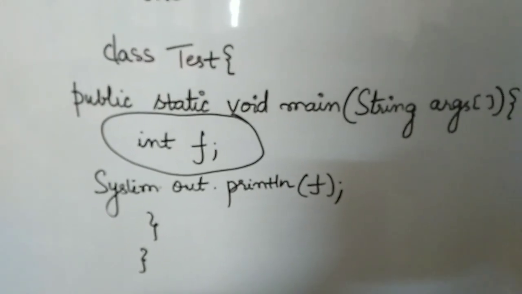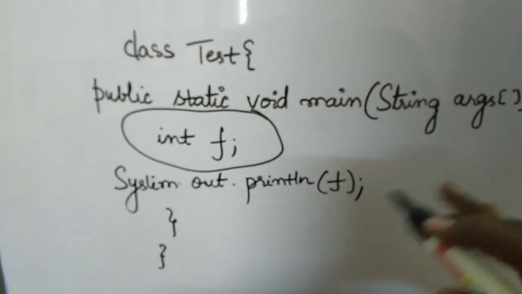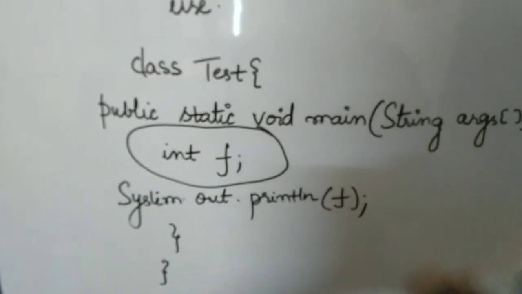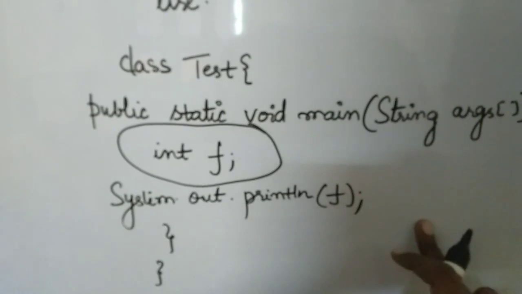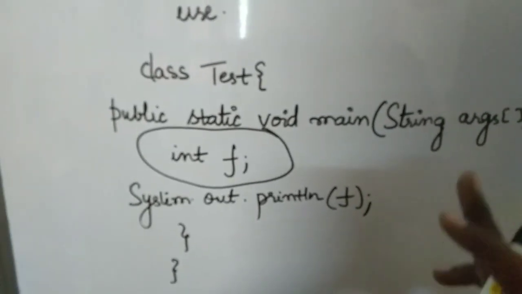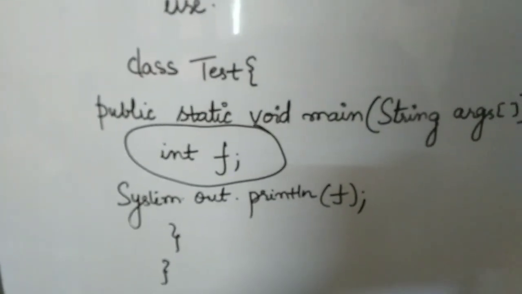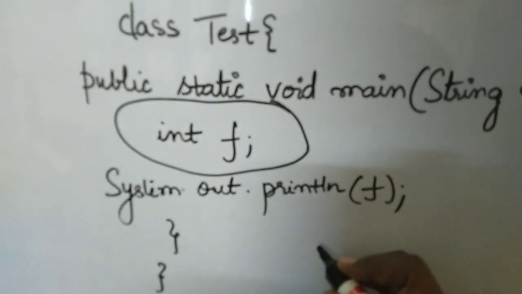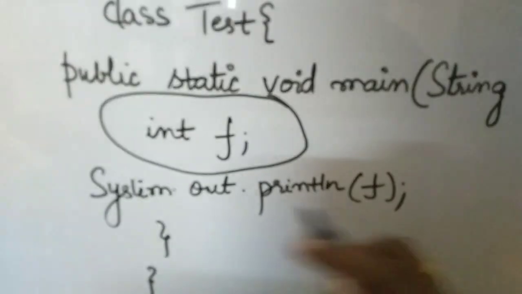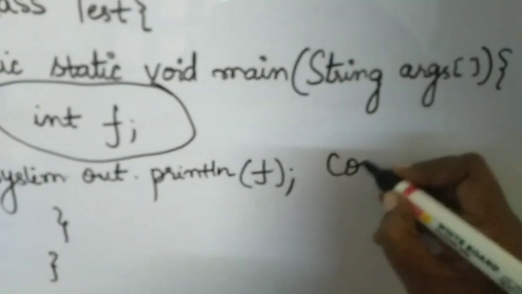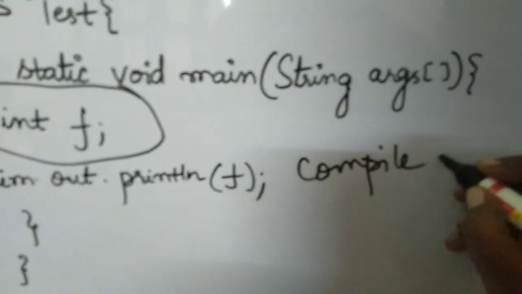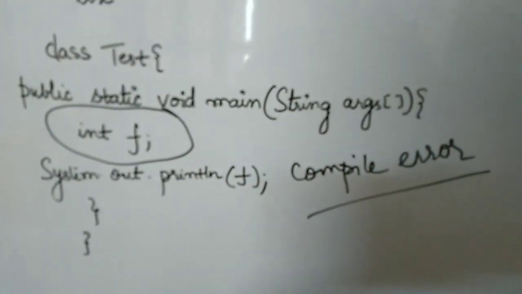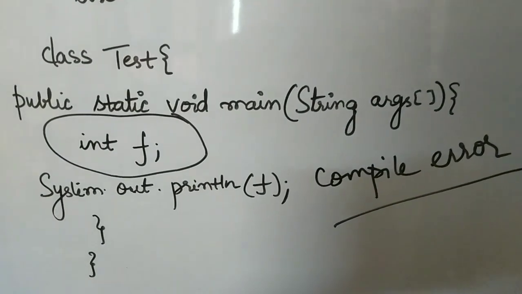So many times students try to say that the output is 0 because the default value of integer is 0, and they'll say the output of this particular program also will be 0. No. Because f is a local variable, there won't be any default values for it. So you have to initialize it before using. Otherwise this will lead to a compile error stating that you have to initialize it. For sure you have to initialize it.